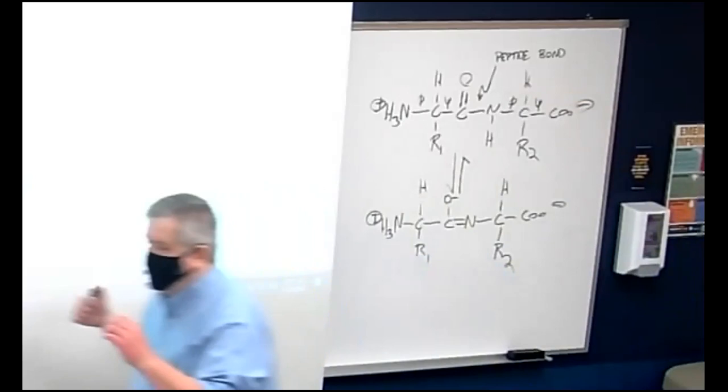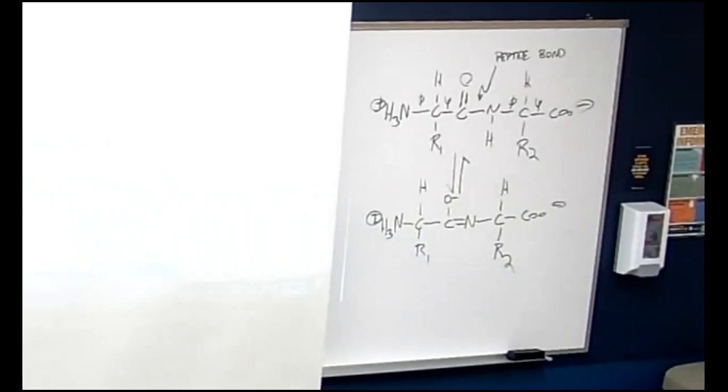However, the take-home message here is: full 360-degree rotation around single covalent bonds, while double covalent bonds, triple covalent bonds, and partial double covalent bonds are rigid and planar, and we don't get any rotation around that bond at all.